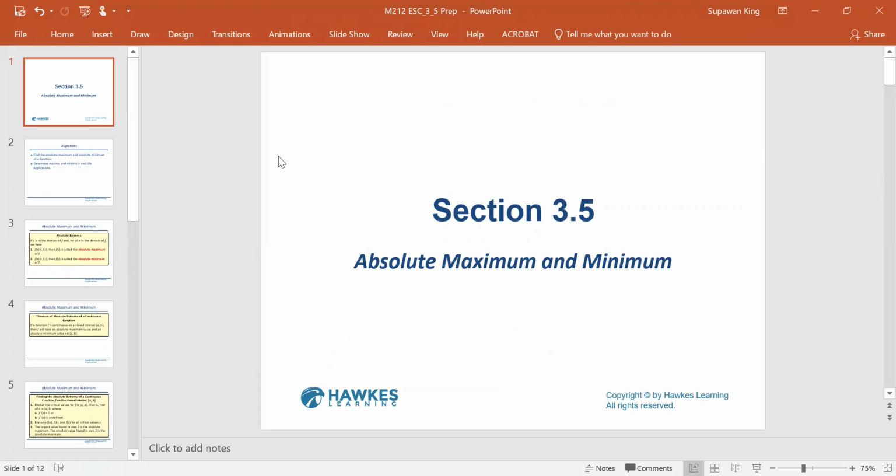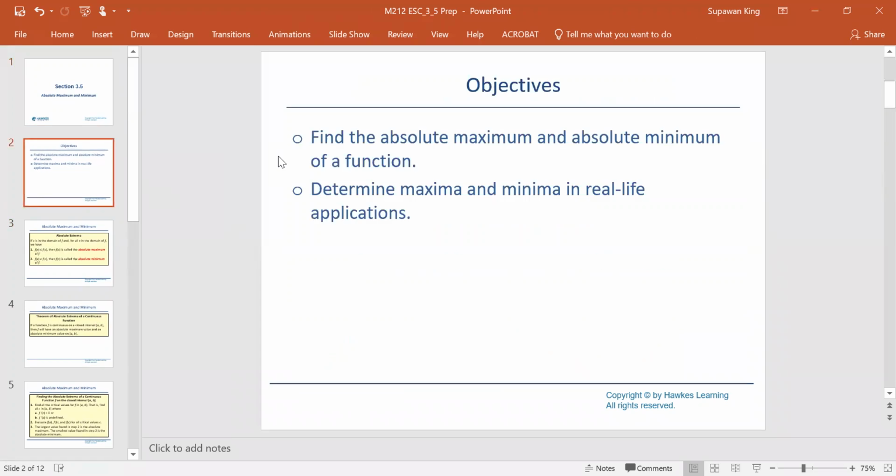Section 3.5, Absolute Maximum and Minimum. In this section, we will find the absolute maximum and absolute minimum of a function and determine maxima and minima in real-life applications.